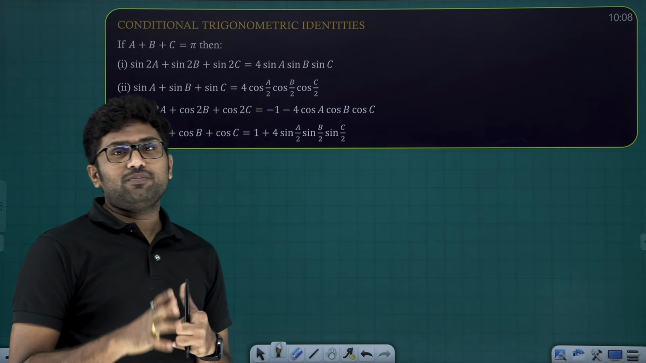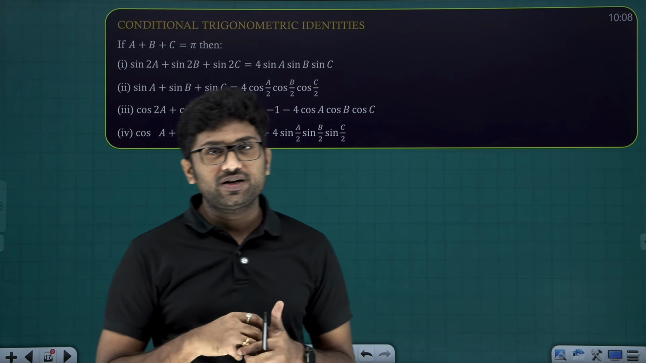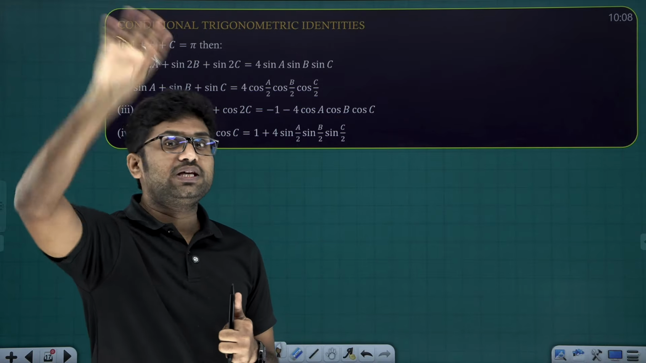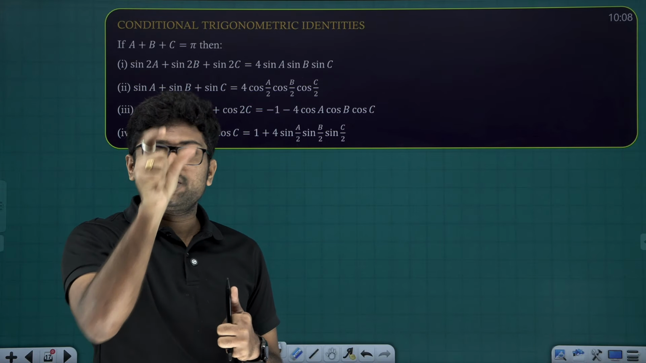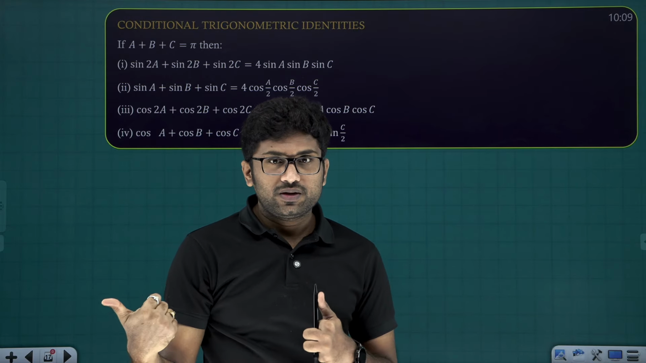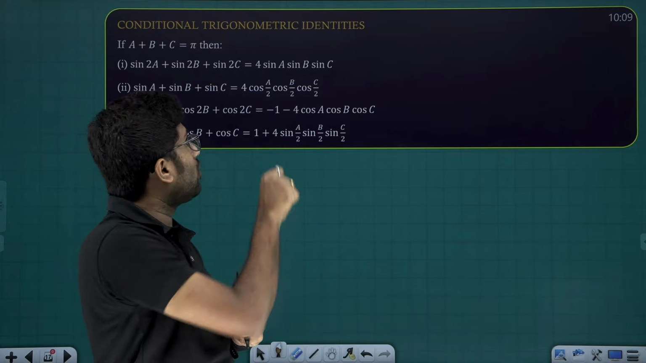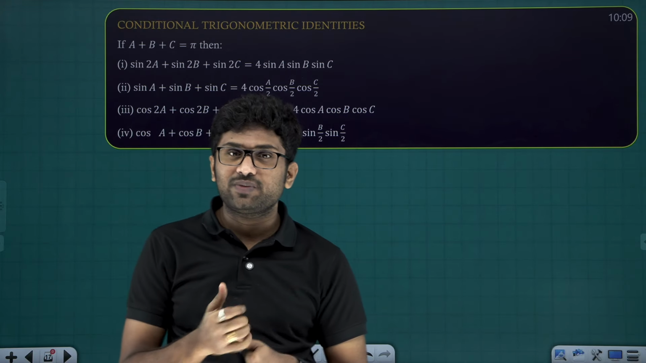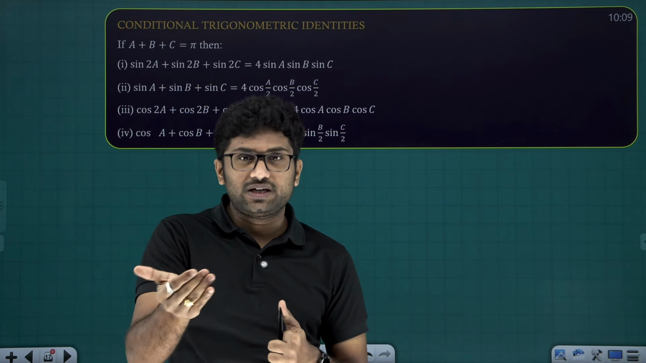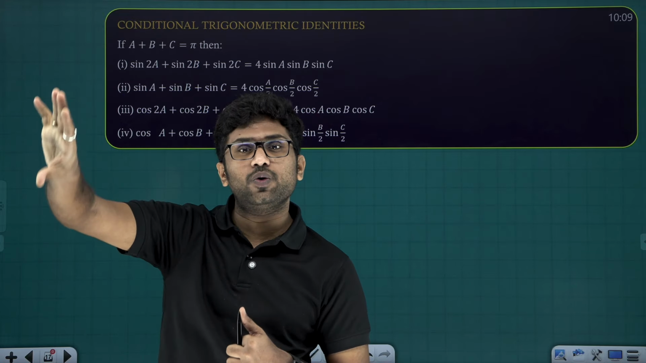Next, conditional trigonometric identities. Already in the beginning of the lecture, we have seen 3 trigonometric identities. They are true for all theta, I mean, for all theta belonging to the complete domain of the given functions. That's the reason why we call them identities. But these are called conditional trigonometric identities, meaning they are not true for every theta. They are only true for theta belonging to so and so.